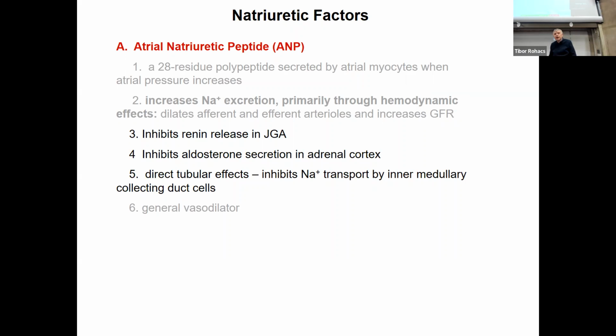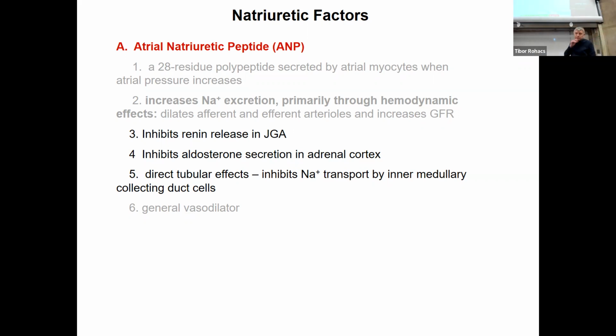And finally, natriuretic peptides. The atrial natriuretic peptide is the major sodium disposing system. It's in the atrial myocytes. When the atrial pressure increases, it signals volume overload. So it basically increases sodium excretion, partly through hemodynamic effects, as we discussed before. And it also inhibits renin release. It inhibits aldosterone secretion directly. It also has direct tubular effects, inhibiting sodium transport in the inner medullary collecting duct.